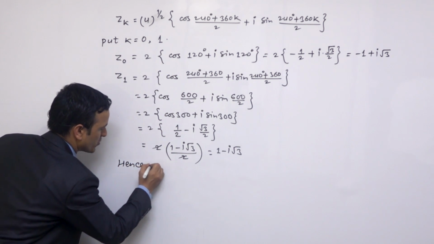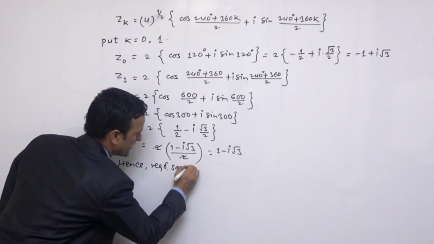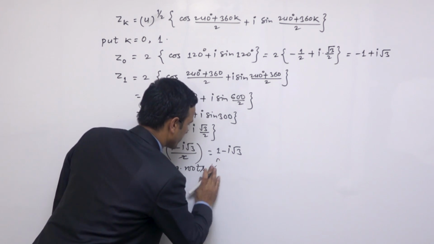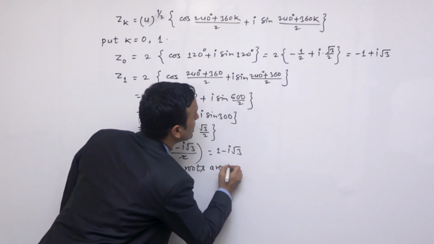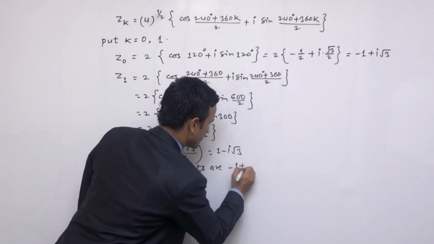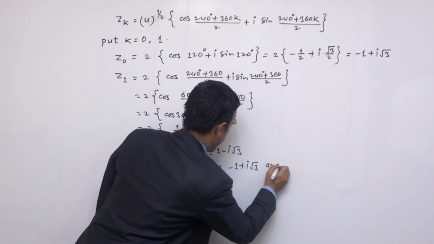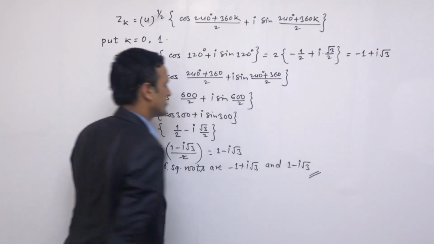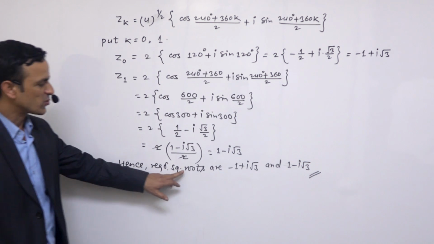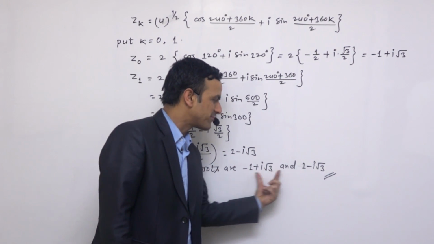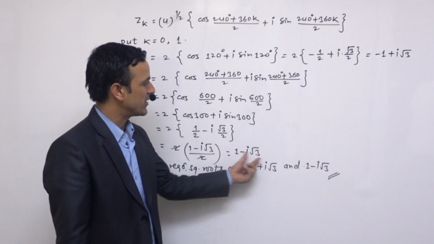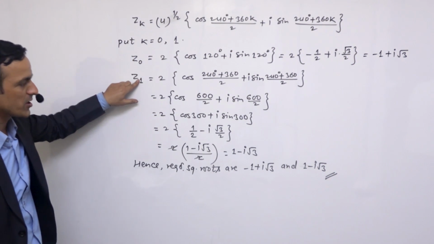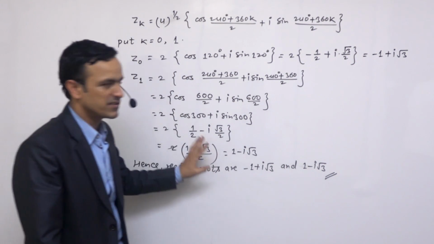Hence the required square roots are minus 1 plus i root 3 and 1 minus i root 3. So these are the solutions, these are the square roots. Square root means we should have two values, one value is this, the other is this. Putting 0 once gives one solution, and putting 1 gives the other solution. This is how we can find them.